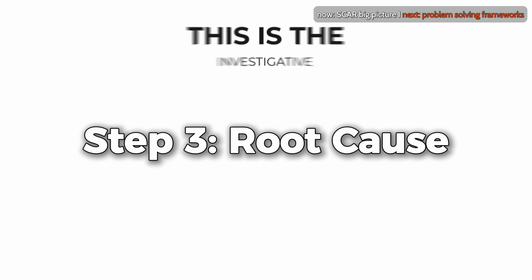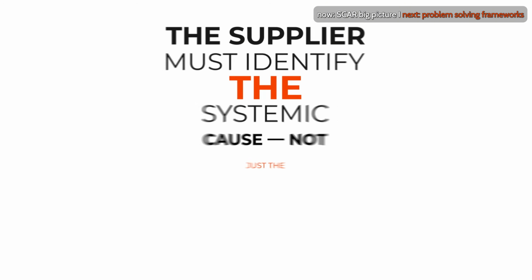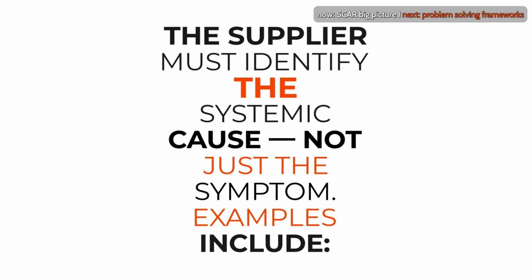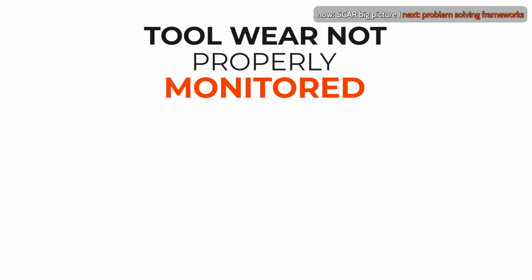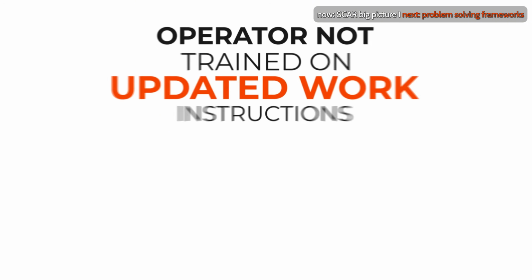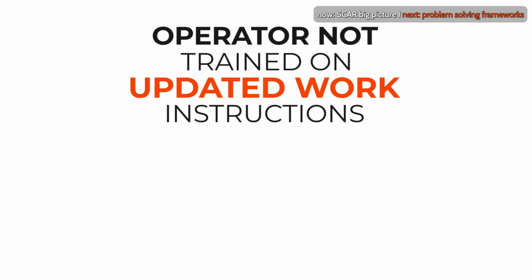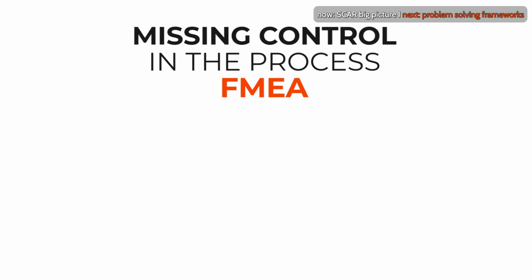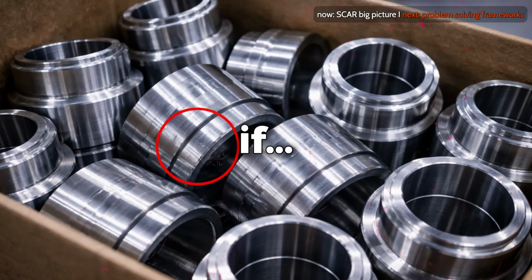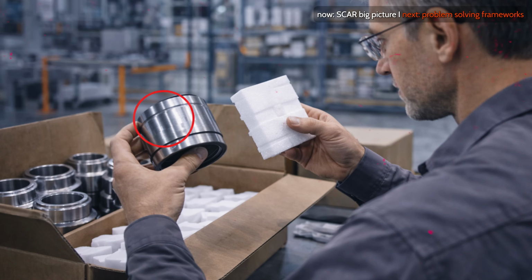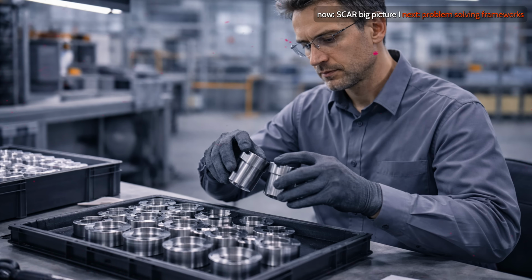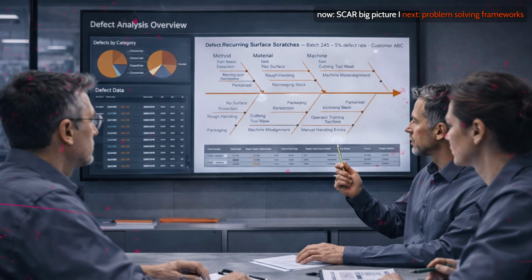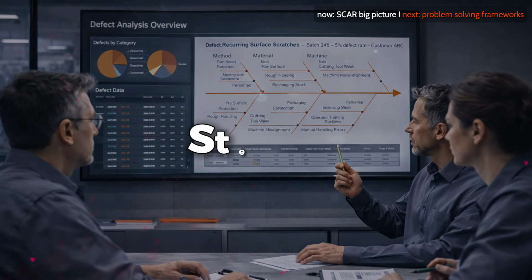Root cause analysis is the investigative phase. The supplier must identify the systemic cause, not just the symptom. Examples include tool wear not properly monitored, incorrect machine setup parameters, operator not trained on updated work instructions, supplier material variation outside specification, or a missing control in the process, FMEA. If scratches occur, the true root cause might be an improper packaging method, not operator handling. Root cause analysis separates assumptions from facts.